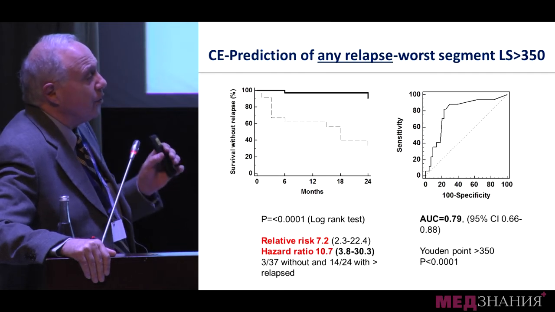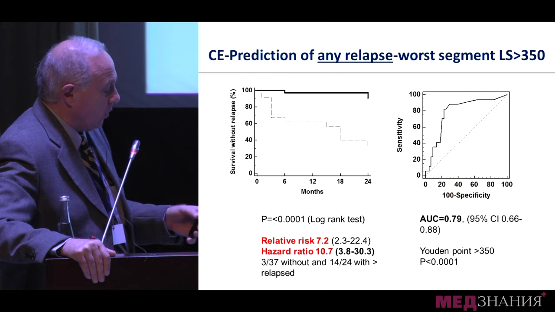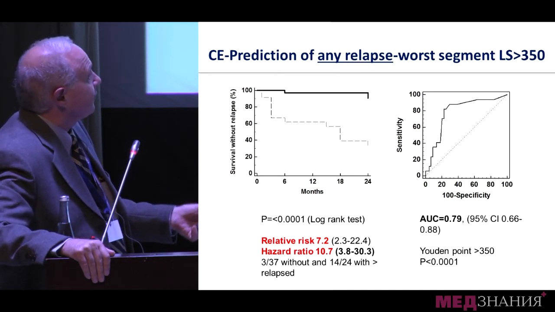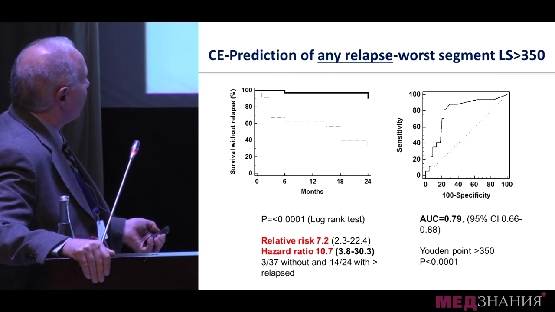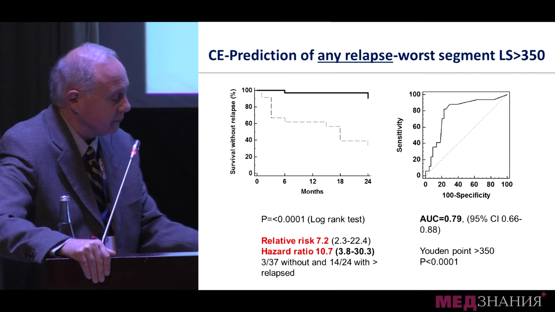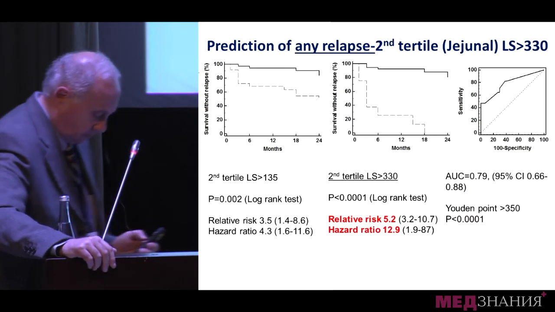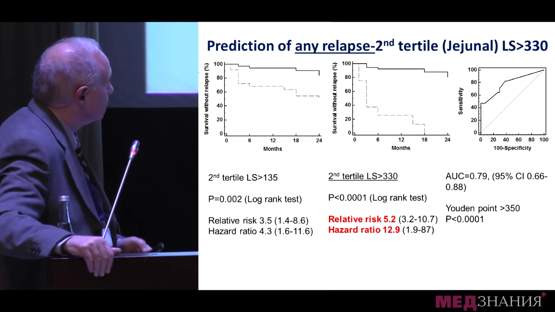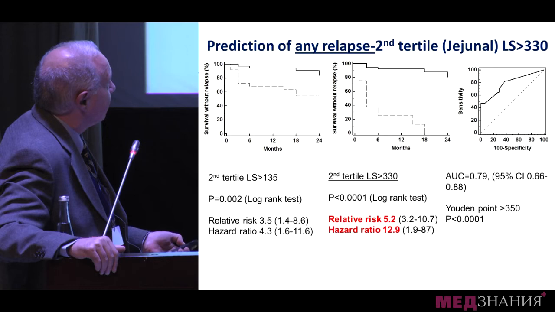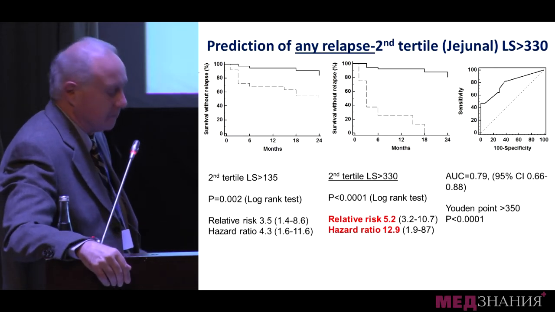And you see here that the only single factor that predicted flare was a capsule Lewis score of above 350 in the worst segment, with a relative risk of 7.2 and a hazard ratio of 10. Or even better, Lewis above 330 in the second, that is the jejunal segment.